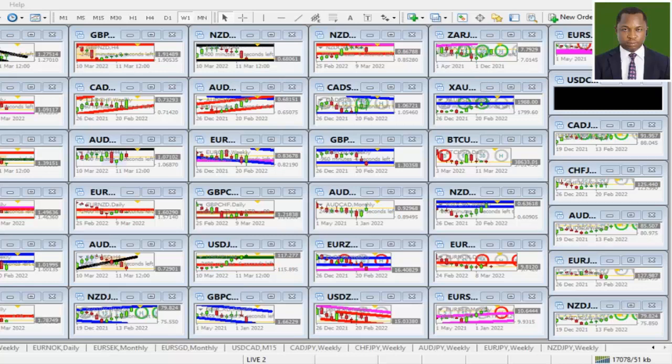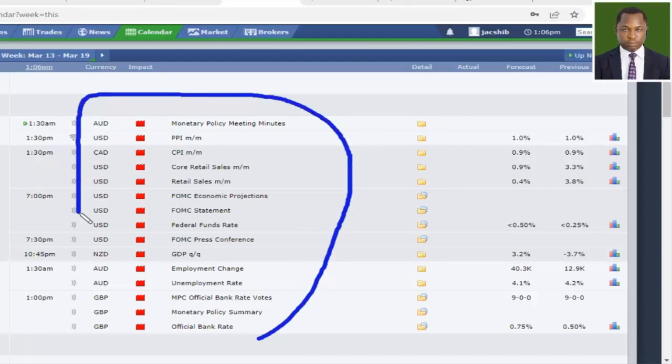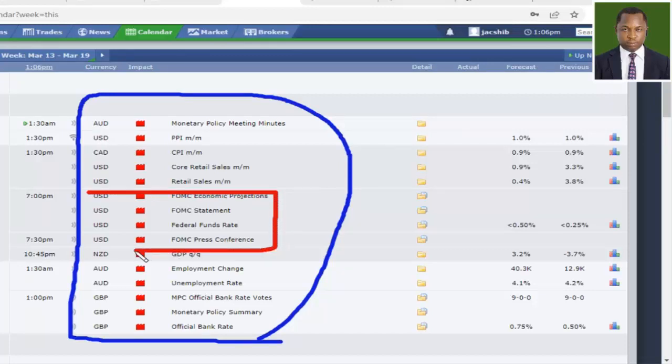Okay, all right, so let's look into a few pairs, but before we do that, let's look into the Forex Factory economic calendar to see those high impact news announcements that are scheduled for this upcoming trading week. As you can see, we have quite a number of high impact news announcements here. The most powerful of all is the FOMC, a news announcement which will be coming from the American dollar axis.